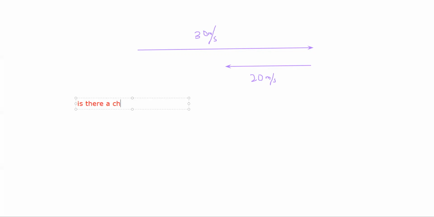Look, if an object was moving with a speed of 30 meters per second, takes a U-turn and moves with the speed of 20 meters per second. Now in this question, is there a change in speed? Yes, there is a change in speed. And is there a change in velocity? Yes, there is a change in velocity as well, because the magnitude and direction both change. So in both cases, yes, there is a change in speed, yes, there is a change in velocity.